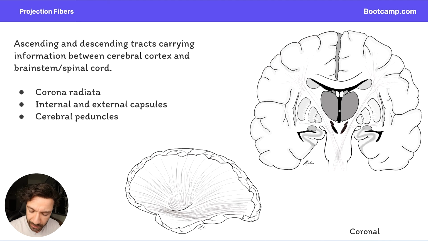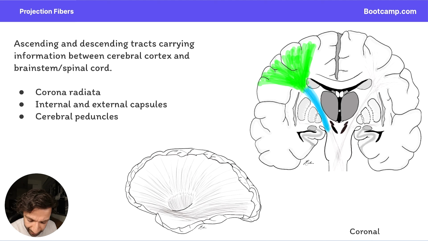It would then send signals down these fibers known as the corona radiata. Now these fibers are all going to coalesce and bundle together to form both the internal and the external capsule. So if you remember the internal capsule, it's going to pass within that basal ganglia structure.